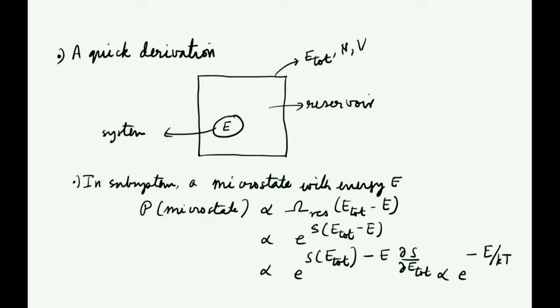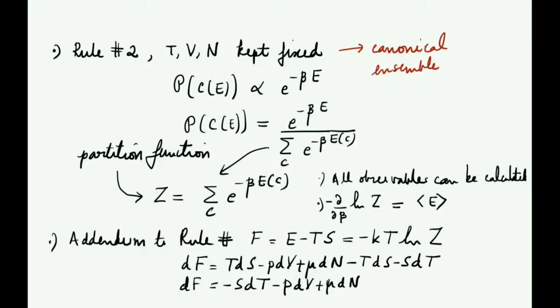But we can state this as rule number 2 rather than derive it; we will define this as rule number 2. If temperature, volume and N are kept fixed, that I'll call the canonical ensemble, the other one was the microcanonical ensemble, and we just derived that the probability of a configuration of energy E is proportional to e to the power minus beta E. So we have again assigned a probability for a system which is not isolated.